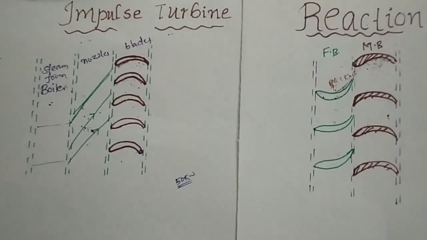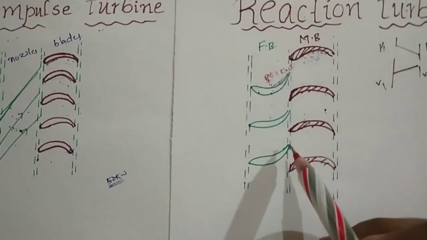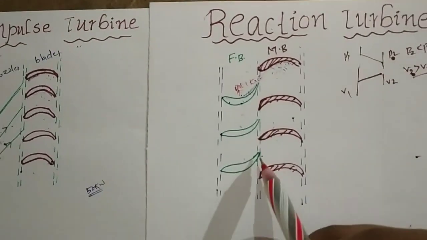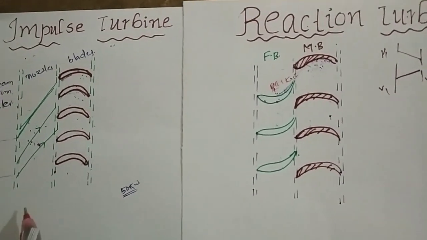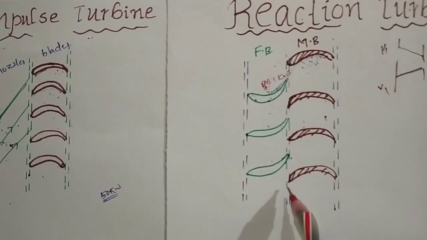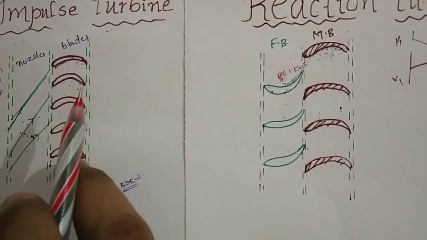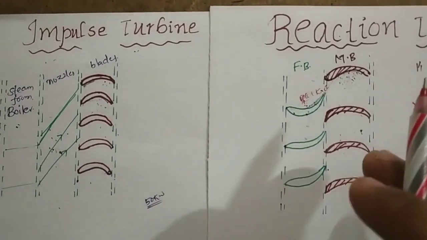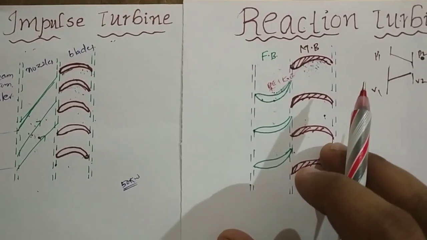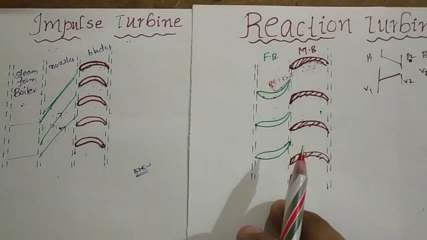Next one is, the efficiency will be low in the impulse turbine and the efficiency will be high for the reaction turbine. Here the impulse turbine develops smaller power and the reaction turbine develops larger power. The impulse turbine occupies less space for the same amount of power production, but the reaction turbine occupies more space to produce the same amount of power. This is the difference between the impulse turbine and the reaction turbine.